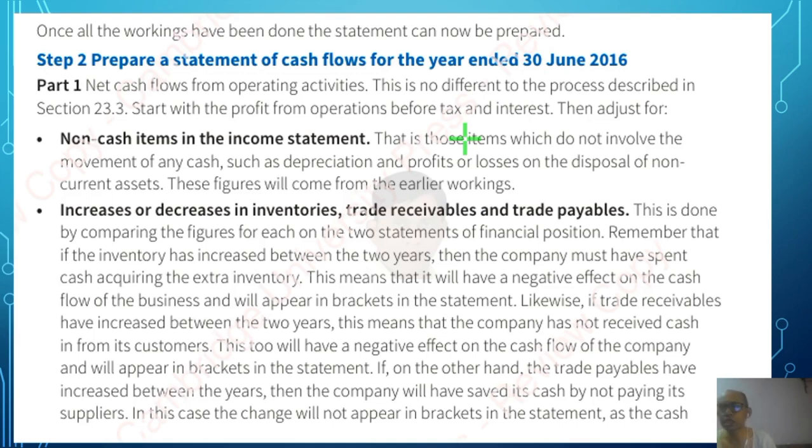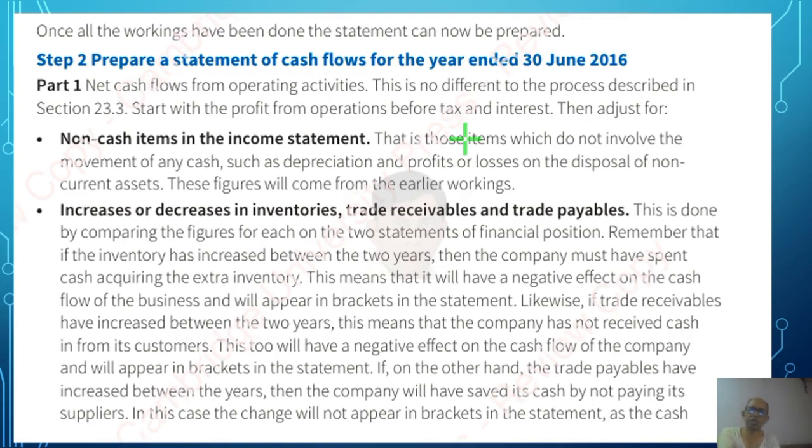Then adjust for increases or decreases in inventory, trade receivables and trade payables. This is done by comparing the figures for each of the two statements of financial position. Remember that if the inventory has increased between the two years, then the company must have spent cash acquiring the extra inventory. This means that it will have a negative effect on the cash flow of the business and will appear in brackets in the statement. Likewise, if the trade receivables have increased between the two years, this means that the company has not received cash from its customers. This too will have a negative effect on the cash flow of the company and will appear in brackets in the statement.